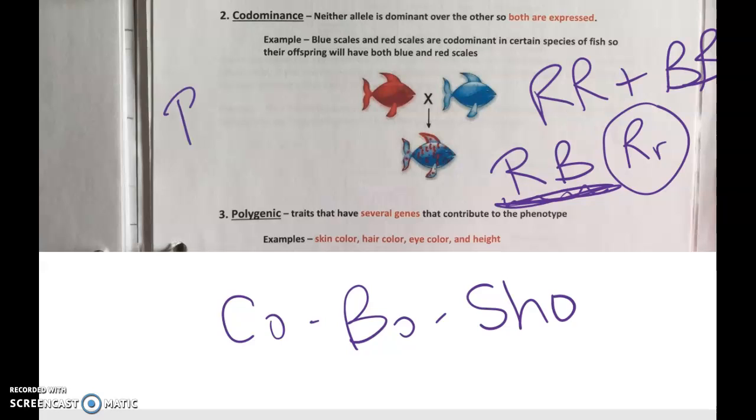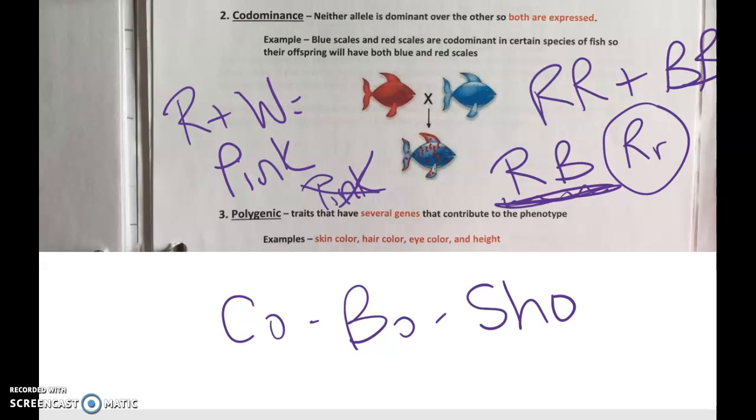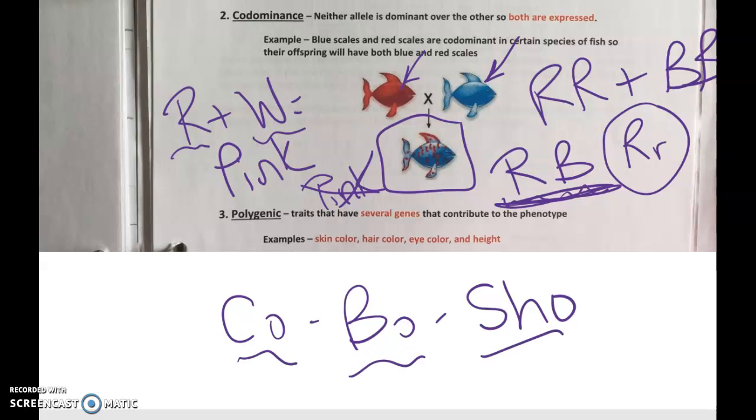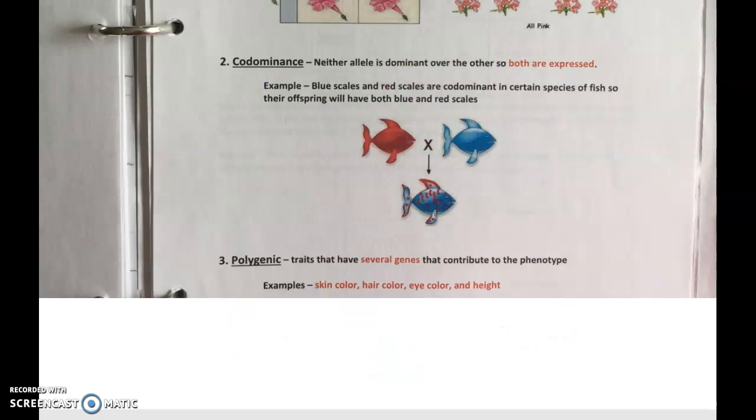Much like if you took red plus white, it would make pink up above, like we saw with the case for incomplete dominance. There's no such thing as a pink gene or a pink allele. It doesn't exist. What we do know, though, is that a combination of red and white could make pink. In this case, like the fish, if you had a red fish and a white fish, you could end up with a fish that is both red and white, because both show. Both show.